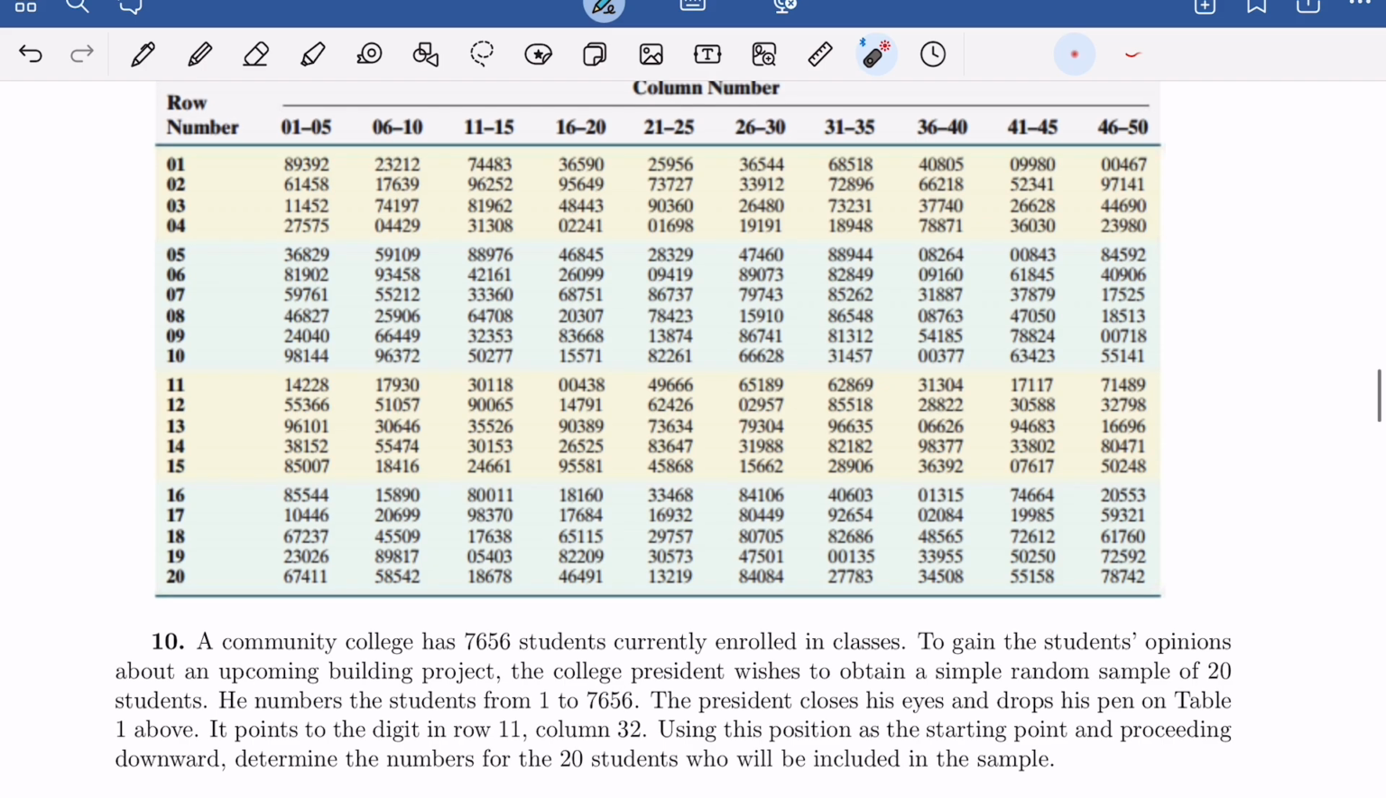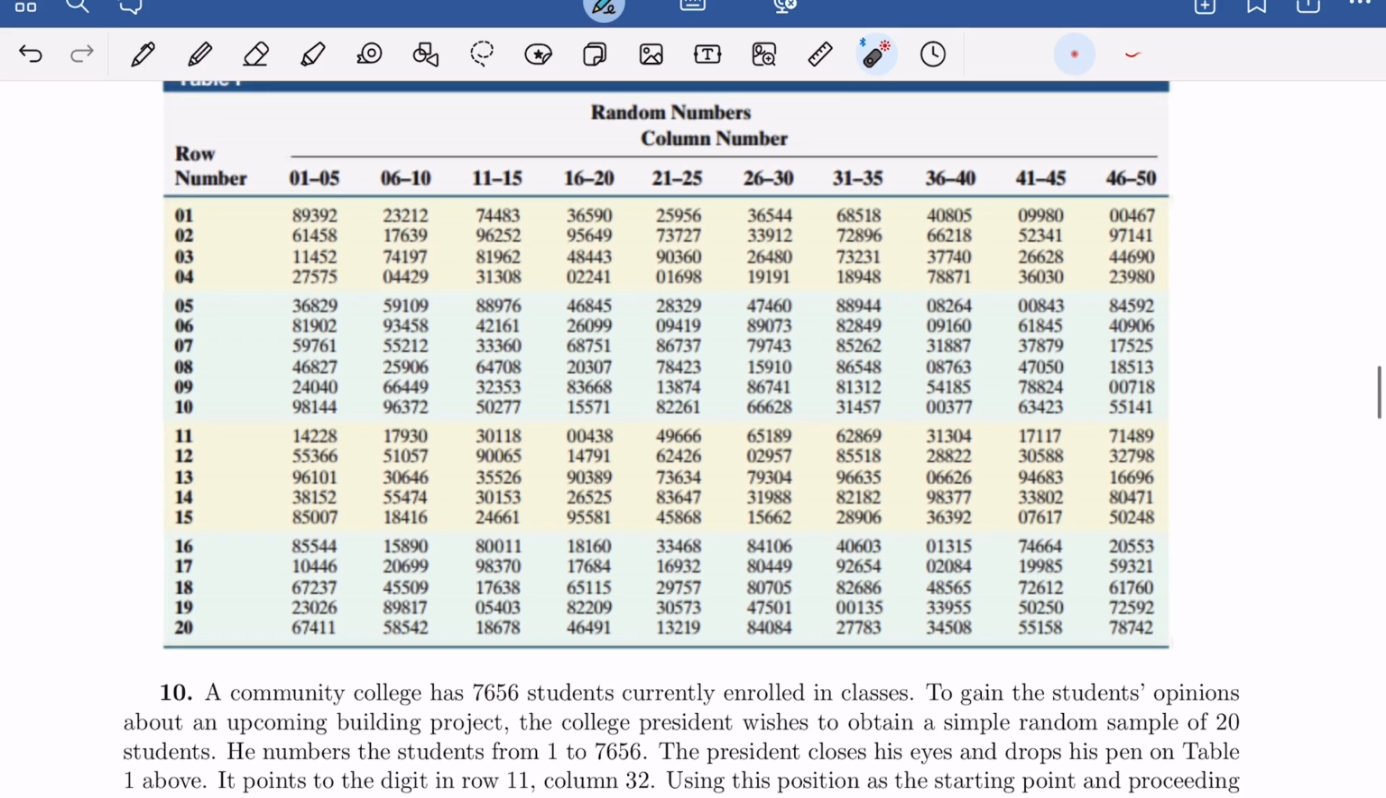So what he's going to do is number the students from 1 to 7,656. Now, the president's going to close his eyes and drop the pen on this table here. And let's say it points to the digit in row 11, column 32. So we're going to use this position as the starting point, and proceeding downward, determine the numbers for the 20 students who will be included in this sample. So our starting point is, let's highlight this here, the digit in row 11, column 32. So row 11 is here on this table, and column 32 is going to be right here. So this number that we're looking at is going to be this guy.